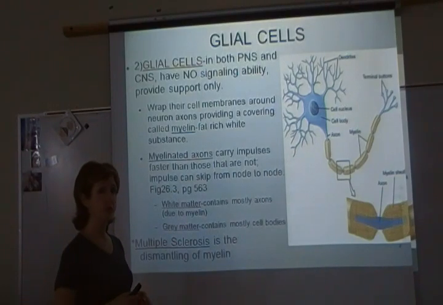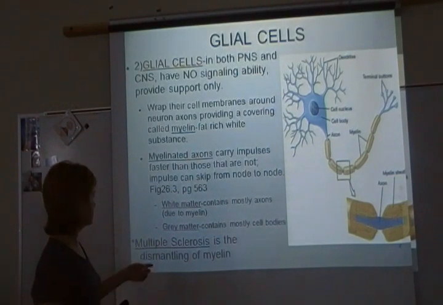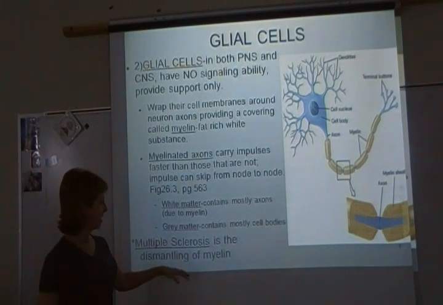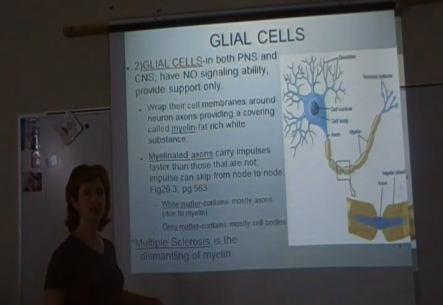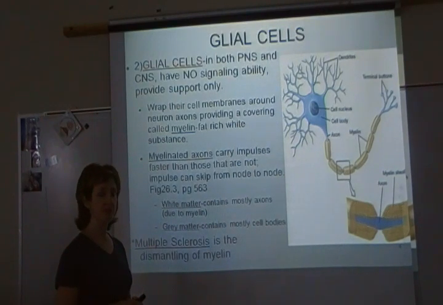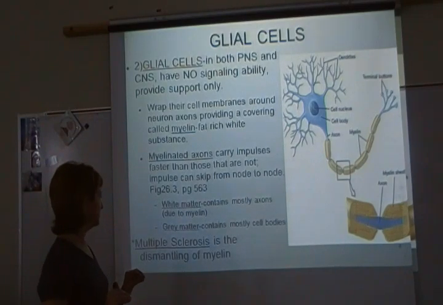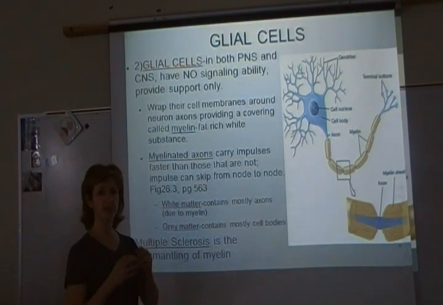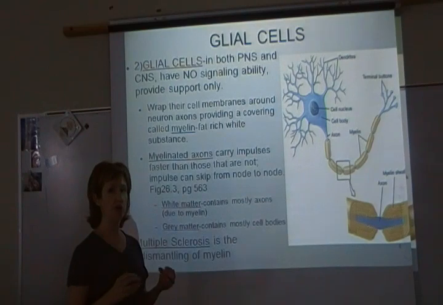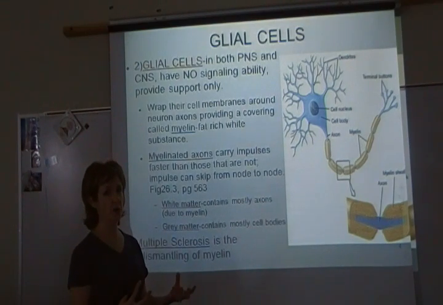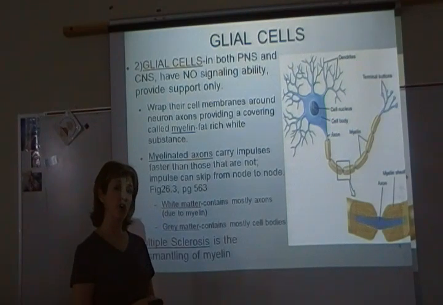And one important disease that I want to mention here is multiple sclerosis. You may have heard of this, and it's a degenerative nervous system disease. But in particular, what happens at the cellular level is the myelin becomes dismantled, breaks apart, and the impulses can't travel properly. So that's the end of our lecture on the cells of the nervous system.